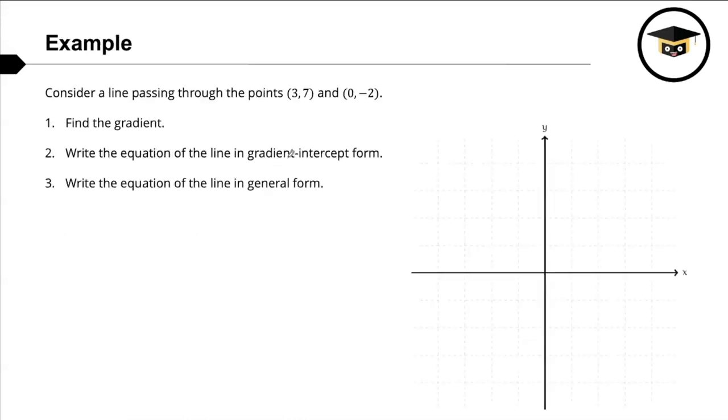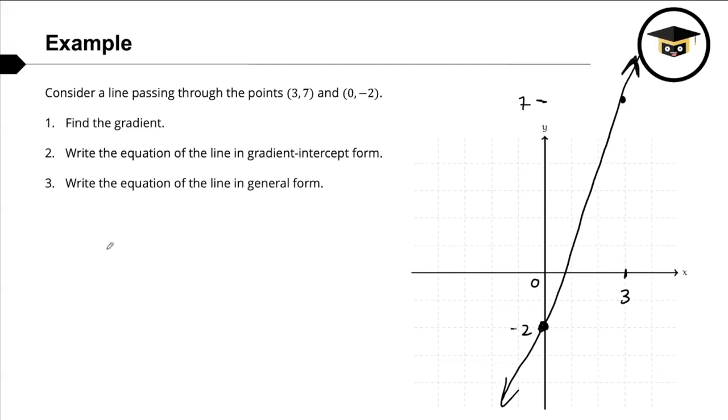Let's move on. So here we have an example. Consider a line passing through the points 3, 7, and 0, negative 2. Part 1, find the gradient. Part 2, write the equation. And part 3, write the equation in general form. So let's plot out what we've got. So we've got 3, 7. So that would be about here-ish. And we've got 0, negative 2. So 0, negative 2 is here-ish. There we go. So that's our second point. Okay. I'm just going to do a crappy job of just drawing out the line. So hopefully that makes sense there.